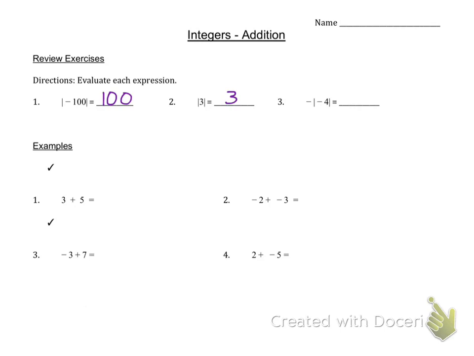Number 3, you have a negative absolute value of negative 4. Well, the absolute value of negative 4, which means the distance negative 4 is from 0, is 4 units. But then you also have a negative out front, so your answer is going to be a negative 4.